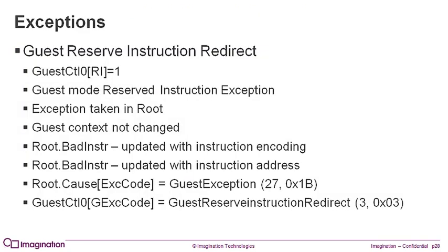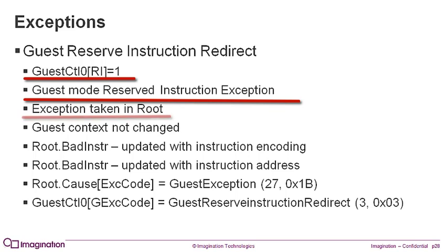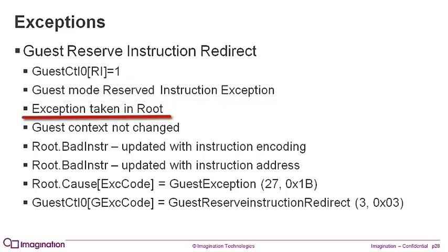If the reserve instruction bit guest control 0 RI bit is set, a guest-generated reserve instruction exception will be taken in root mode with no context change to the guest. For example, the execution of a DSP instruction in guest mode when the config3 DSP bits are not set, indicating that the DSP ASC is not implemented, will cause a reserve instruction exception.